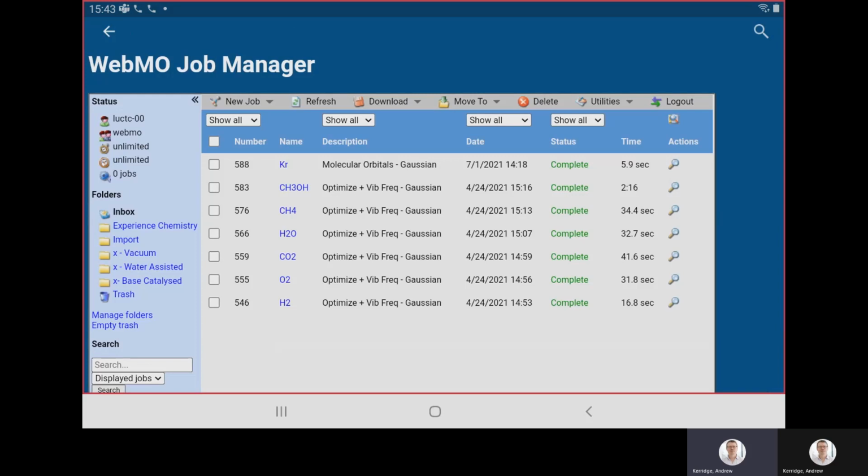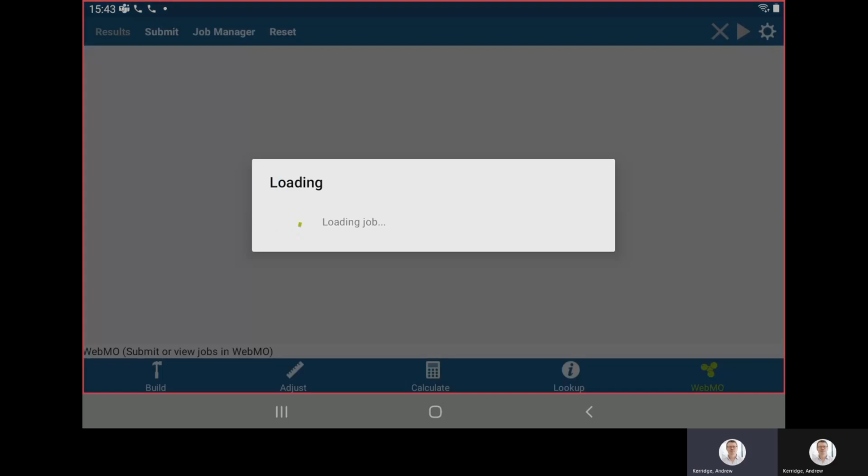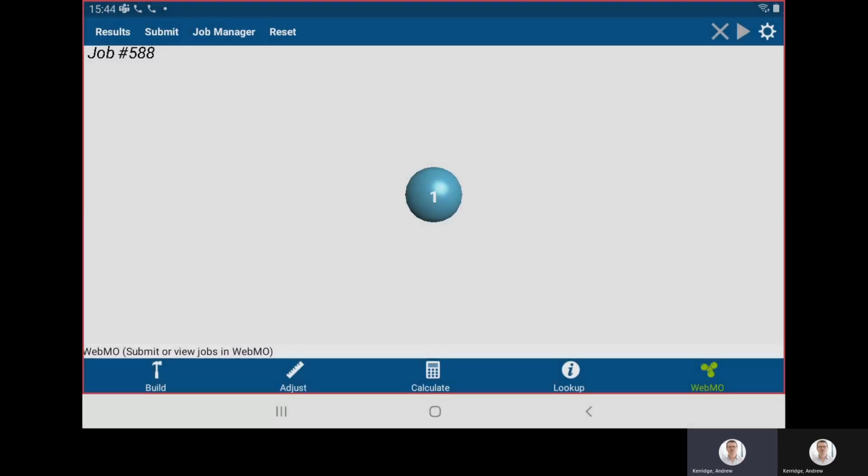So we have a series of simulations that we ran previously. The one that we're interested in is this one, krypton, at the very top of that list. So it's named KR. We select that, and that loads the results from our previous simulation.